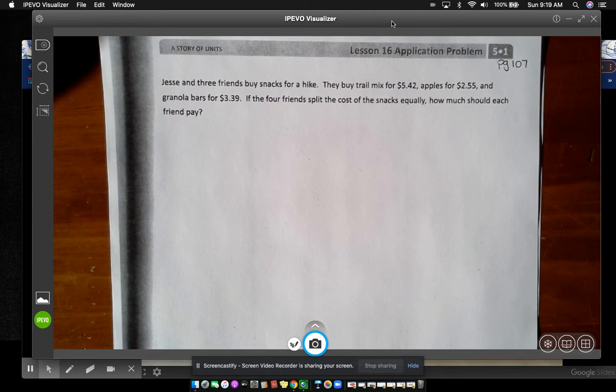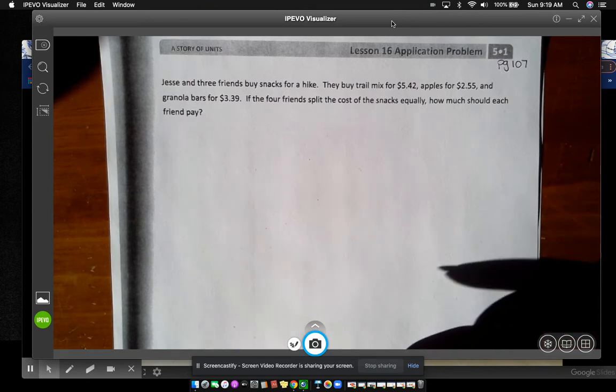This problem is a lot like the problems we did yesterday, but this one also has multi-steps. That means there's 2 parts to it. So when we solve one part, it's just the beginning. We need to take that information and solve the next part. Let's read the problem together.